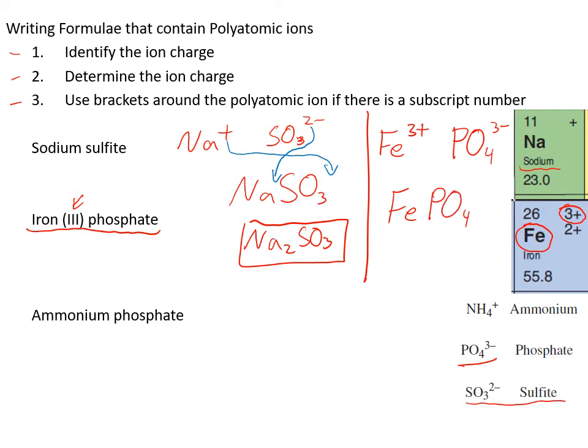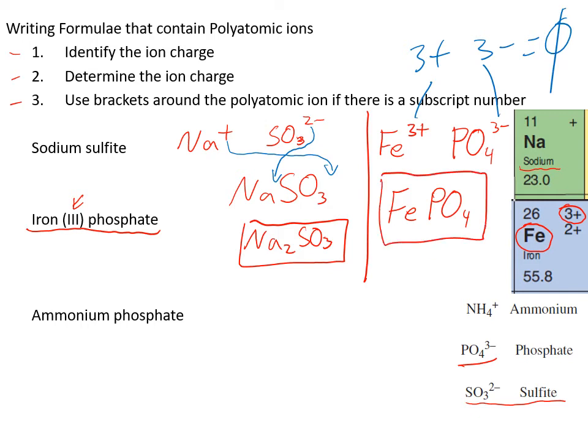Okay, now we could use the swap and drop, but I'm going to use that other method because what I'm noticing is that, hey, this is 3+, this is 3-, the total charge is 0. So that means we don't need any subscript, so it can just stay as FePO4. Just like that.